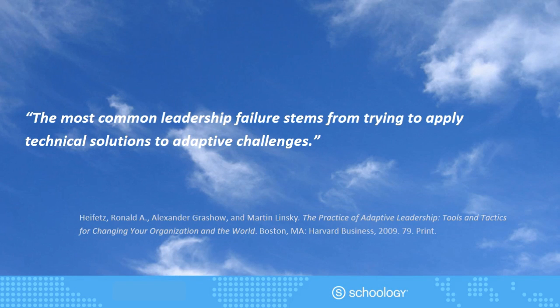So one of the quotations that struck me as I read through some of the material from Linsky and Heifetz was this idea about what happens with common failures from leadership. Sometimes if leadership doesn't identify the right type of challenge and approaches it as a technical challenge versus an adaptive one, it can actually lead to failure not only for the initiative itself, but for any long-term change that they want to see happening in their organization.